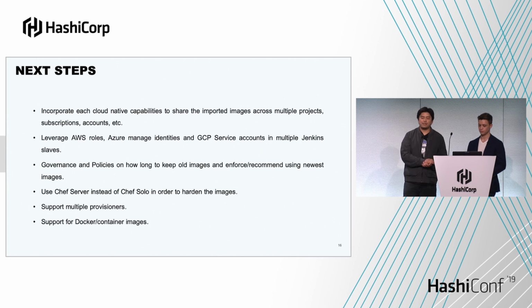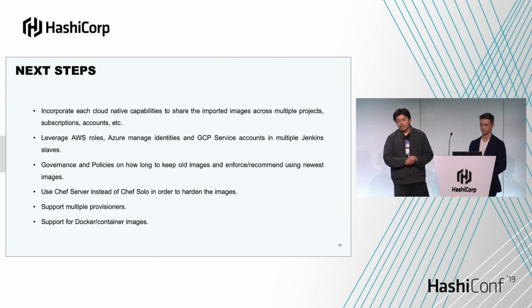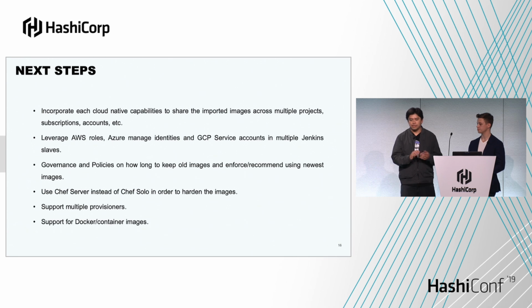We are using Chef Solo. I think that was just because it's easy. But using Chef Server will allow us to do a lot more things. And along with that, we want to support multiple provisioners, like Ansible and Puppet, just to be agnostic in all those things. And again, everything is going through containers and Docker, but the same architecture could be applied. So the next step is to start creating these image pipelines for containers.